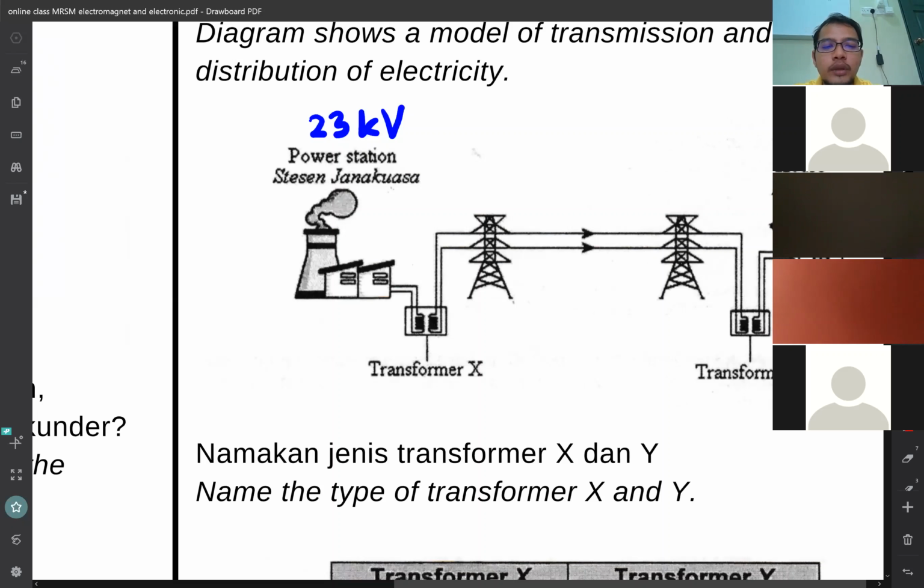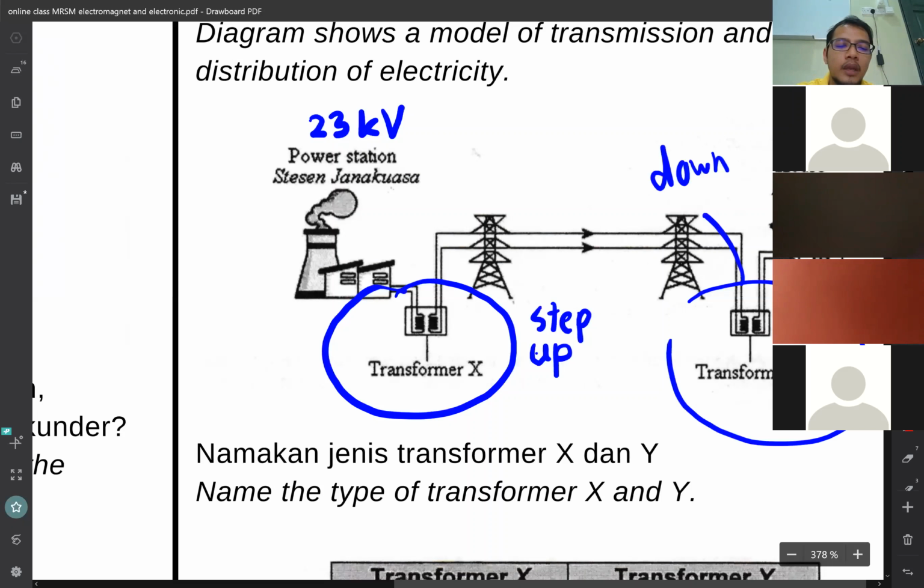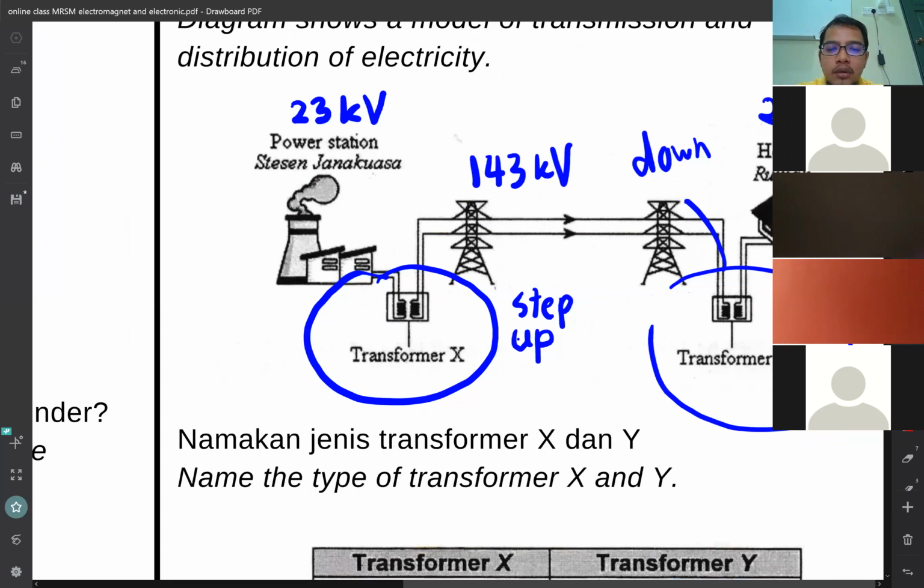So what they need to do is, the first transformer always makes it step up. Only the first transformer. The other transformers always step down. Only one is up. After the first up, there will be down, down, down, and down. Okay. So how many up? Most of the time it's up until 140 kilovolt. 143. So up. Then it moves down because the housing area uses 240 volt only. Okay. That's how our electrical transmission system is done here and also in most of the world.